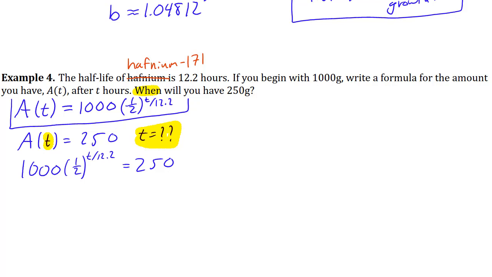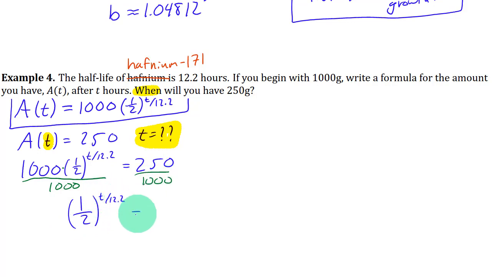Now there's a few ways you could do it. You could do this on Desmos. You could just graph y equals 1,000 times 1/2 to the power t over 12.2 and also graph y equals 250 and see where they intersect. I'm going to go through the analytical way because I think that's a little bit more interesting here. So if you're trying to get t by itself, you can start by canceling out this 1,000 because it's multiplied there. You can always undo multiplication by division. So that's a straightforward first step.